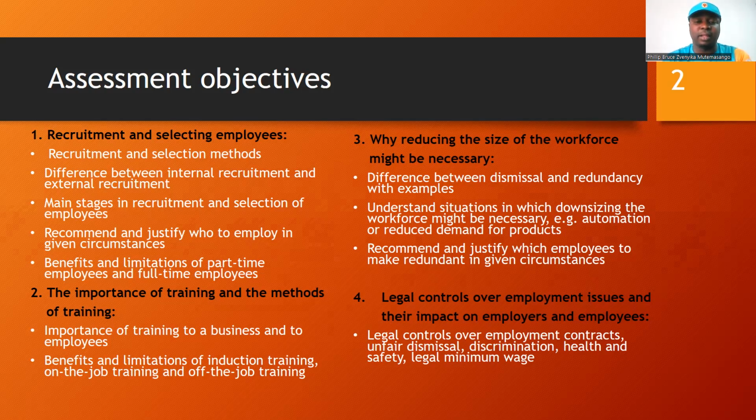And also understand the situations in which downsizing the workforce might be necessary, and these can be automation or reduced demand for the products a business is issuing to the market, and be able to recommend and justify which employees to make redundant in given circumstances. And the fourth area is about the legal controls over employment issues and their impact on employers and also the employees, of which there are a lot of legal controls, or simply laws, which govern both the employees and the employers. So we're going to talk about these as we go.